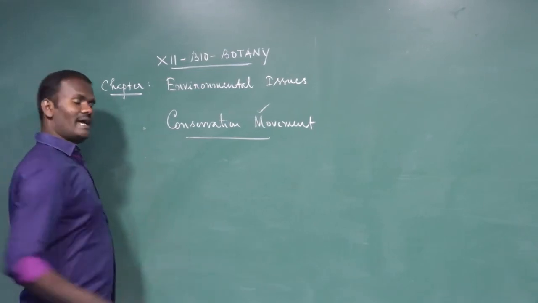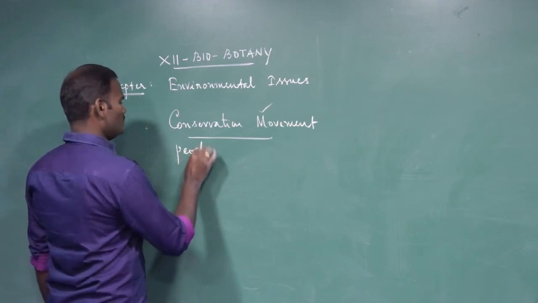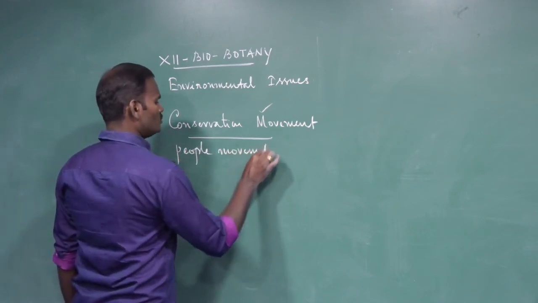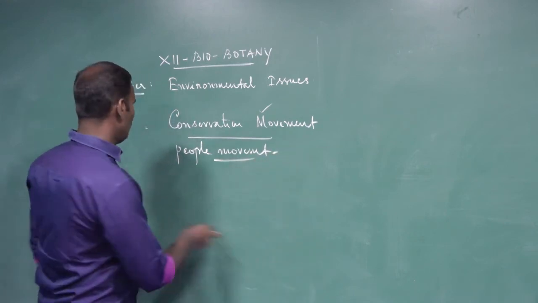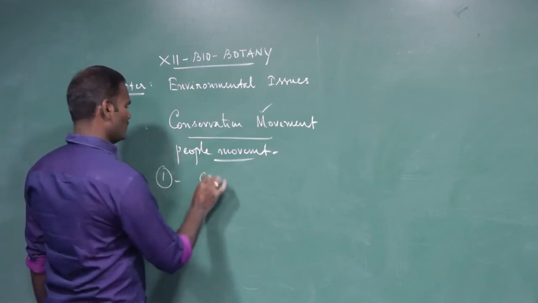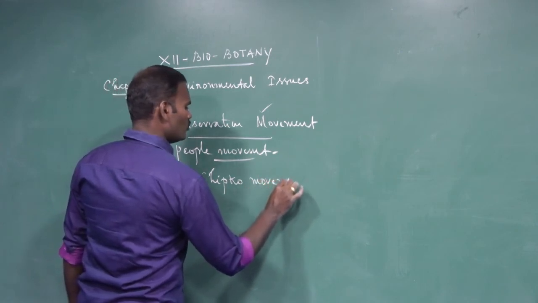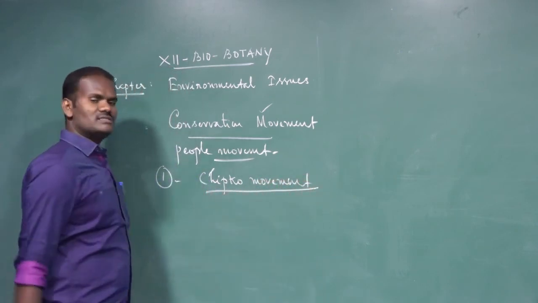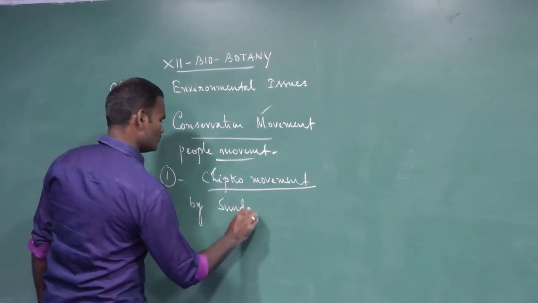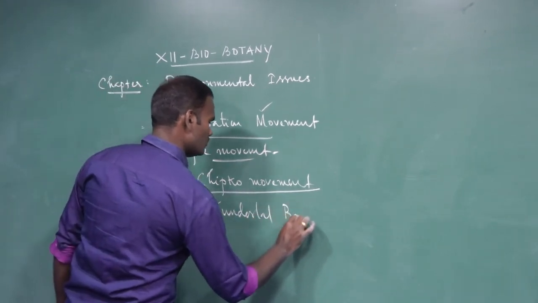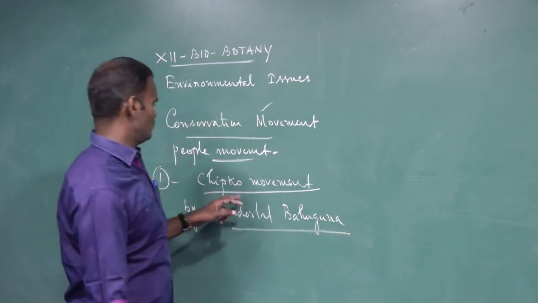So Indian history is a witness to certain people's movements in which people actively participated to protect our local environment. Some of these people's movements: the first one is the Chipko movement. Actually, it was first started by Sundarlal Bahuguna. He is the first person to start the Chipko movement.